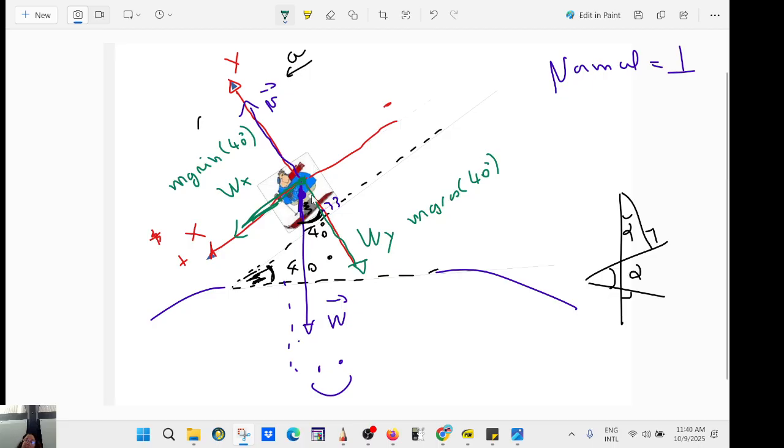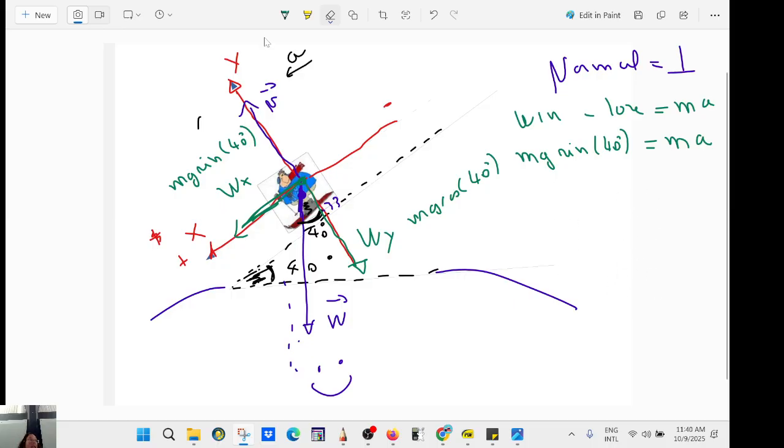And then along the x-axis, in that case there is no friction, but you could have friction. But in that case, there is no friction. So it means the winner minus the loser, there is no loser, equals mass times acceleration. So the winner is mg sine 40 equals mass times acceleration. You with me? Okay, do you all agree? Right, I'm applying Newton's second law along the x-axis. And then you go bye-bye.